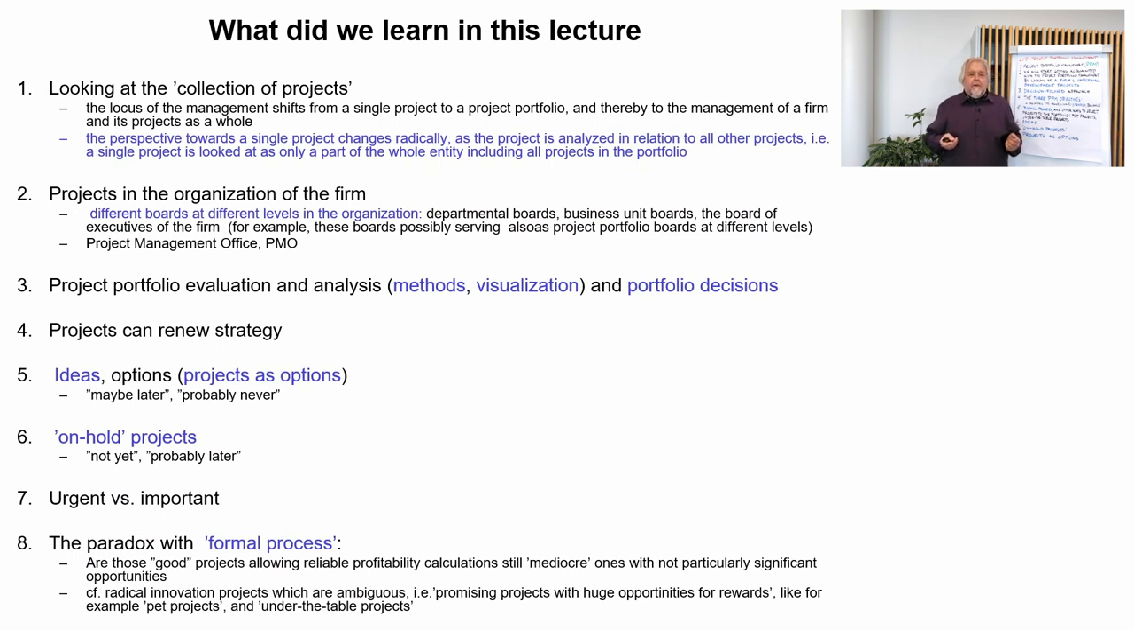The second item, we are talking about projects in the organization of the firm, and we were looking at the different boards at different levels of the organization, and we were looking at the project portfolio offices, and we were looking very broadly into the firm and its organization. So I refer to our textbook and chapters 5 and 7, where we are talking about the project organization and the firm's organization and projects in there.